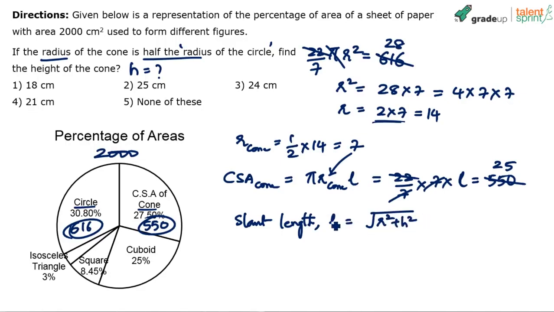Don't ask me how and all that, right? These are standard formulae you have to learn by heart. Of course, you can also derive the formula, but no point in doing that now. Now, we know the slant length L is 25. We also know that the radius of the cone R is equal to 7.